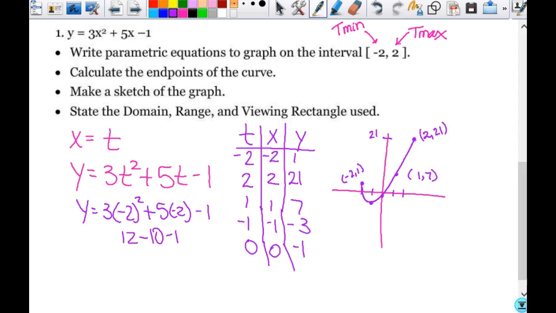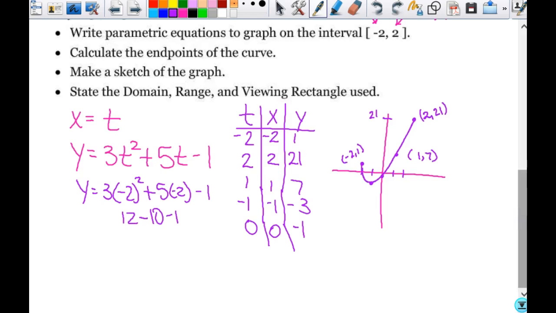Then it says state the domain, the range, and the viewing rectangle. Okay? So our domain here, what is our domain? -2 to 2. Right? It happens to be the same as this because t equals x. My range is what? -3 to 21.